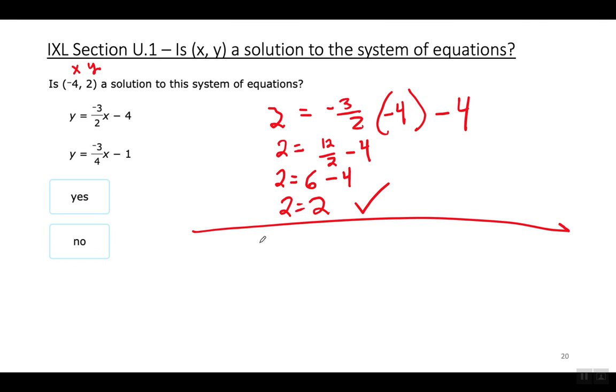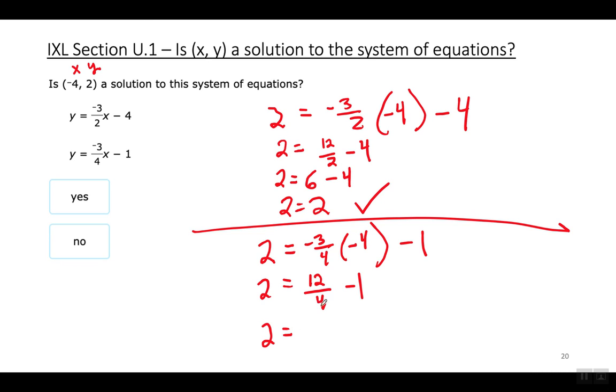Now let's check the bottom. On the bottom, you're going to have 2 equals -3/4 times -4 minus 1. Okay, when I multiply this fraction times this whole number, a negative times a negative equals a positive. 3 times 4 is 12, and the 4 on the bottom. So that's going to give me 2 equals, 12 divided by 4 is 3. So 2 equals 3 minus 1, so 2 equals 2. So yes, this is a solution to this system of equations.